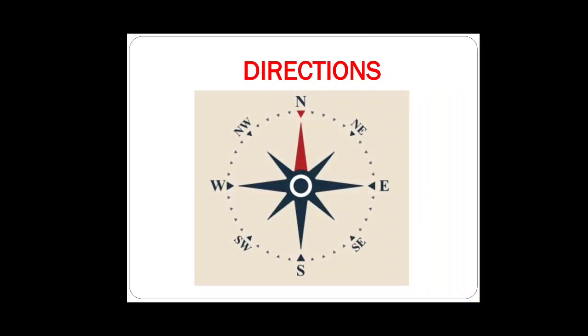Direction between north and west means it is called northwest. The direction between south and east is called southeast. The direction between south and west is called southwest.